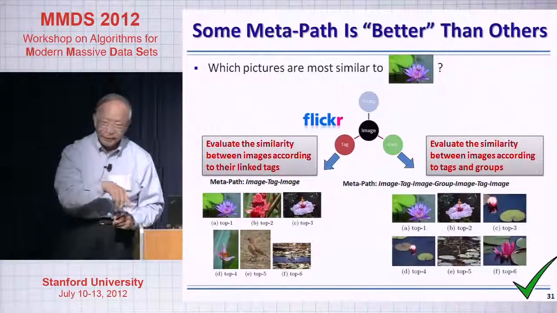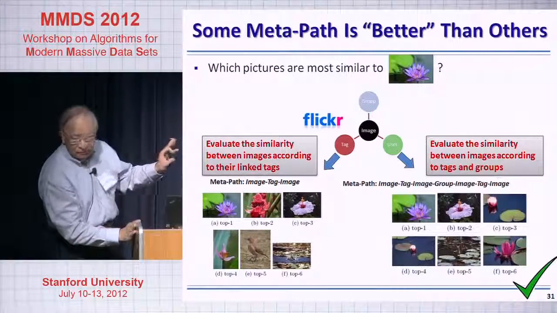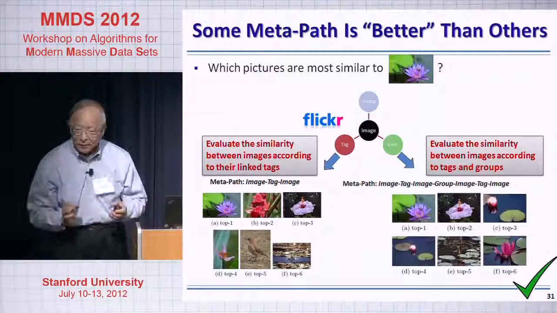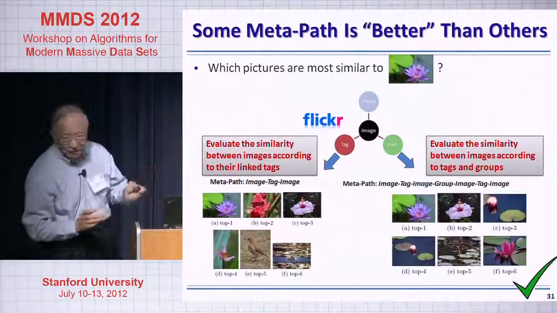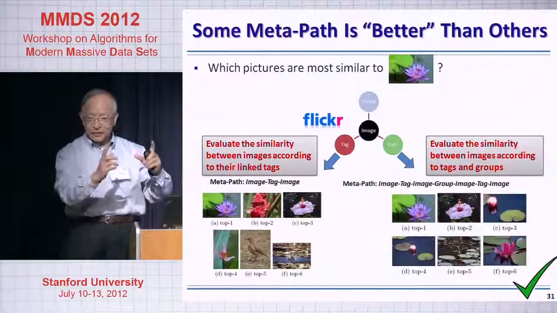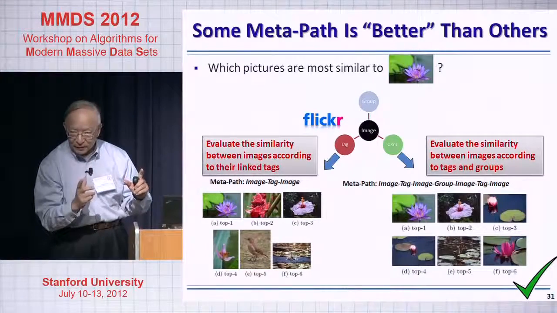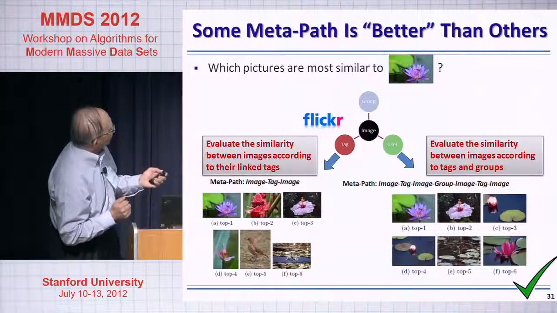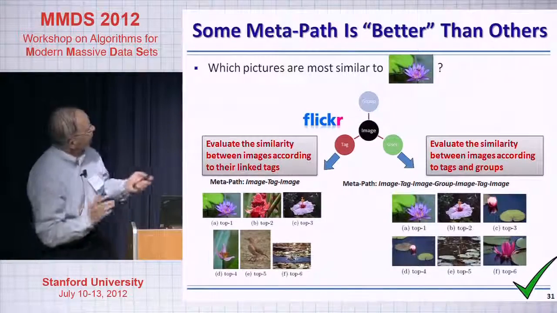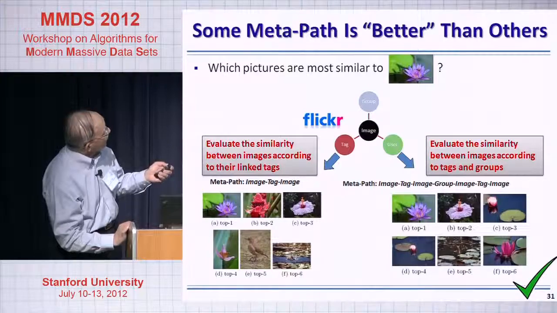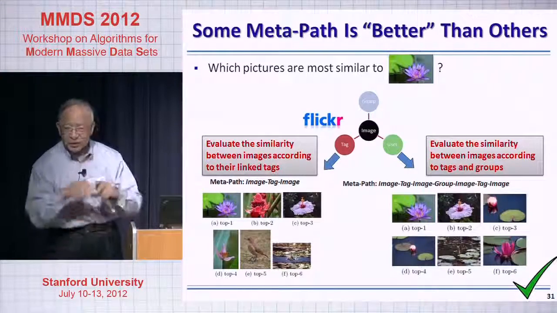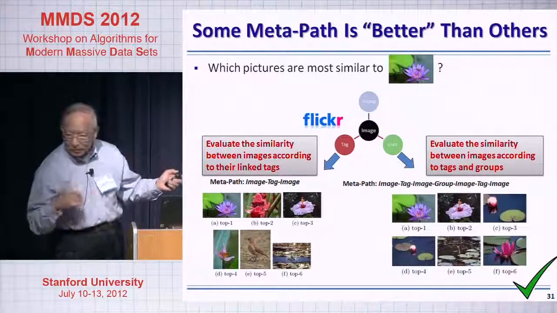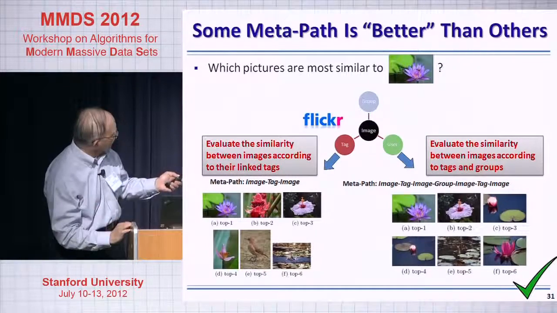Then we tried it even on Flickr. You take a picture, like this picture, as a query. Say, this is a lotus flower. We took this one and asked, which picture in Flickr is most similar to this one? Okay. It's sensitive to the MetaPath. If you think Flickr just relies on tags, you say I want image, tag, image. Okay, just sharing common tags. This top one is most similar to itself. Okay. These are the similar ones.